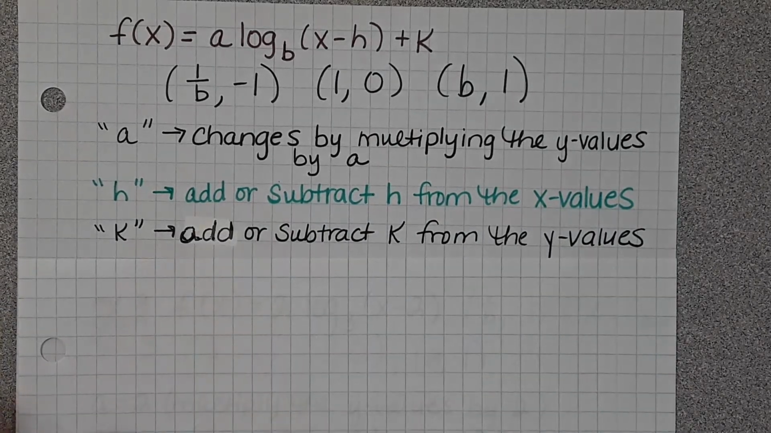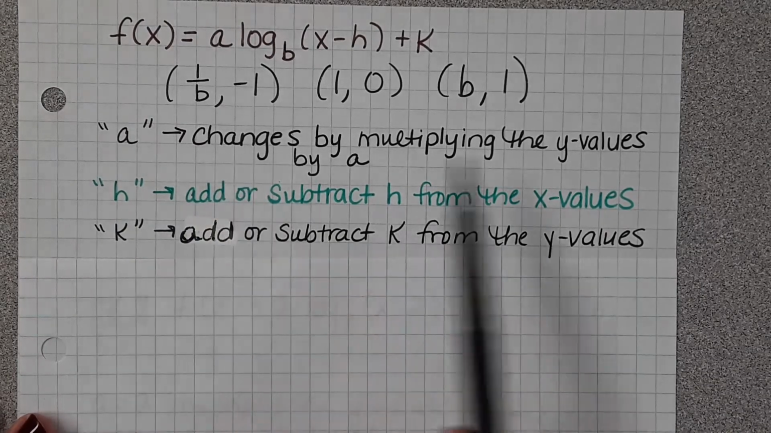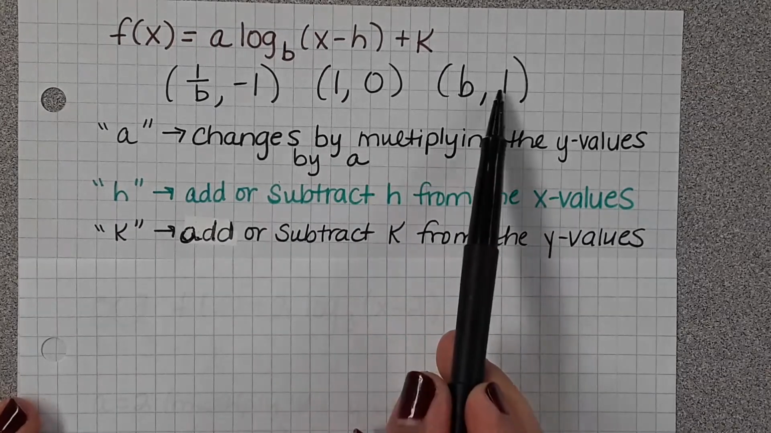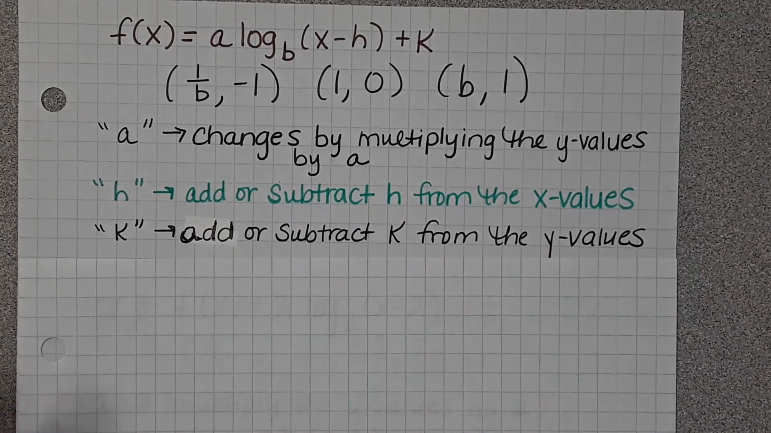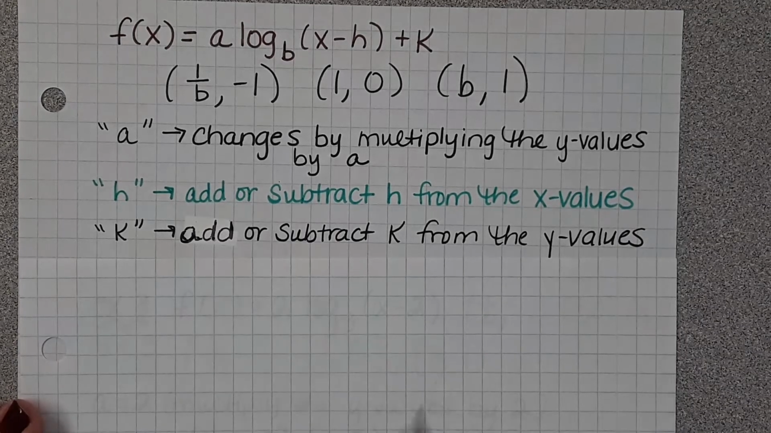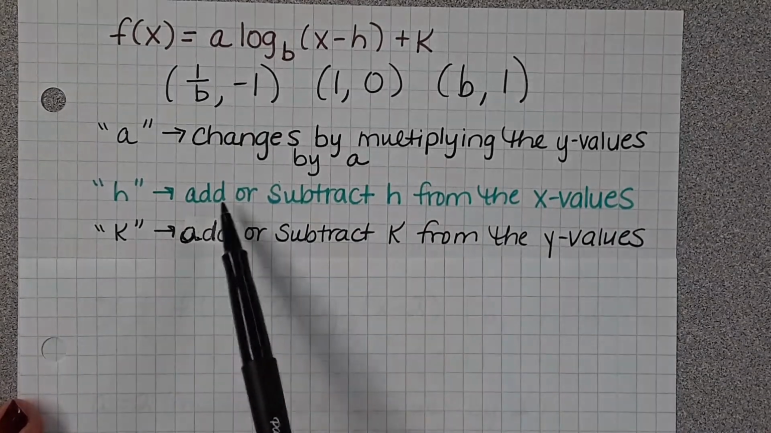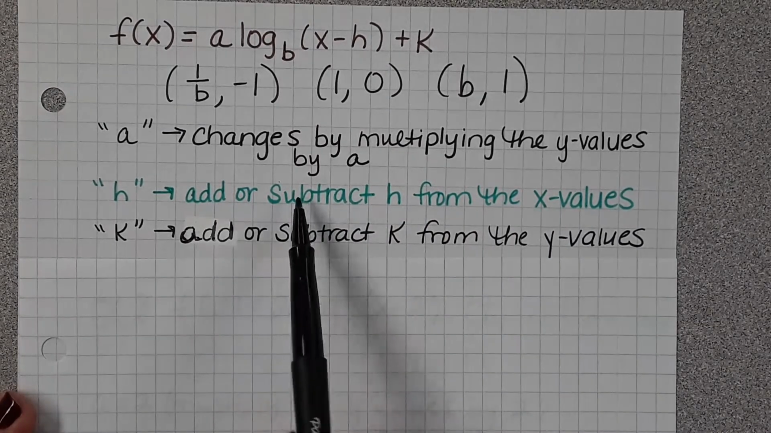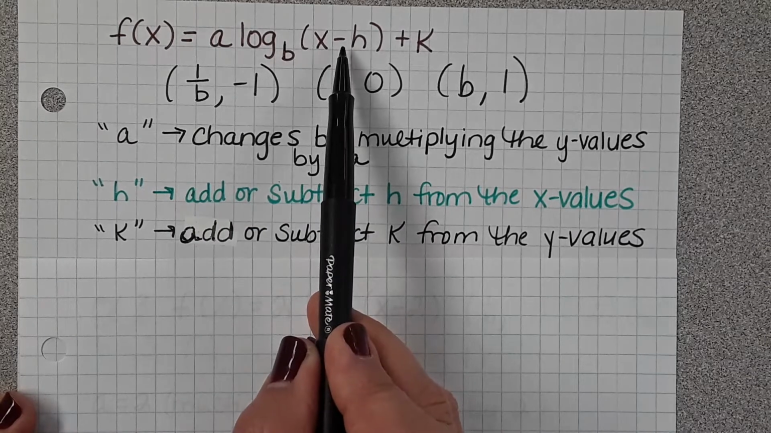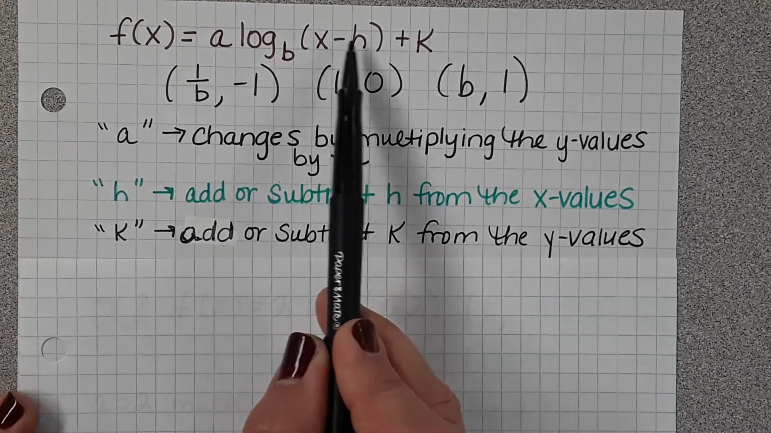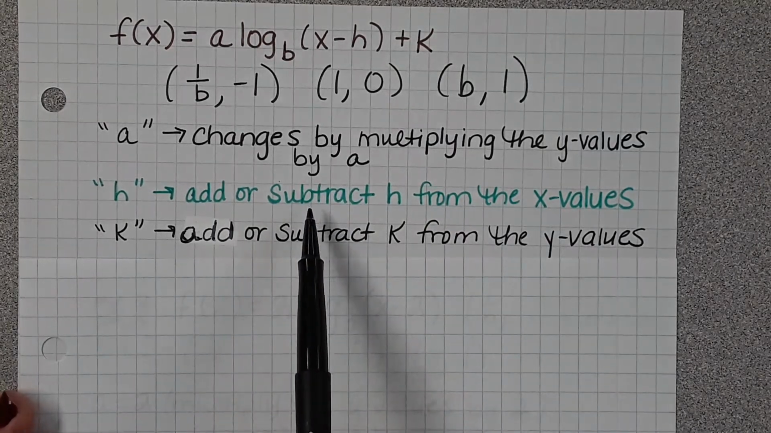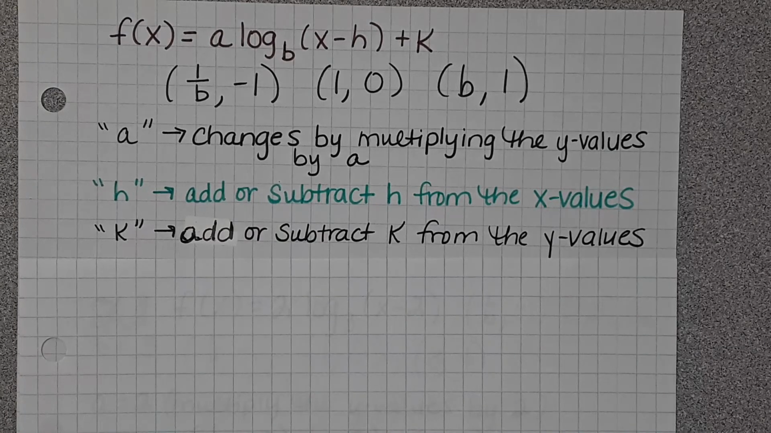A is like a dilation, and this is where it's going to be changed by multiplying the Y values by A. So only the Y values will be affected by multiplying by A. X's stay the same. But when we go to H, you're going to add or subtract H from the X values. Now, how do you know if you're going to add or subtract? Depending on the sign that's in the parentheses. If it says minus H, we're going to add H. If it says plus H, we're going to subtract. So with the parentheses, we actually do the opposite of what's in the parentheses.